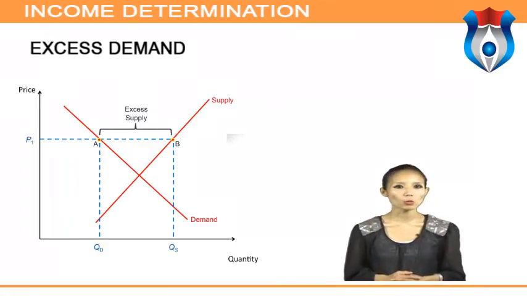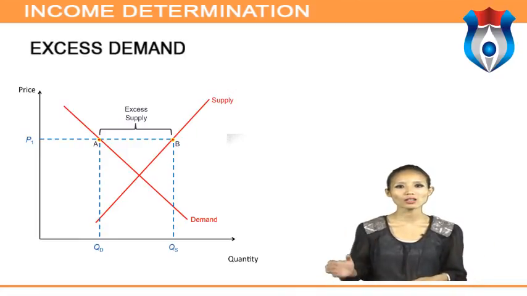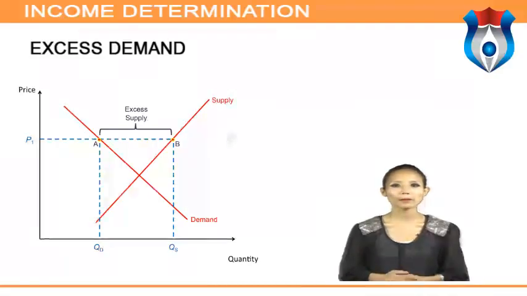Deficient demand is a situation which occurs due to excess of aggregate supply of output over the aggregate demand for output at the level of full employment. On the other hand, excess demand is a situation which occurs due to excess of aggregate demand for output over the supply of output at the level of full employment.